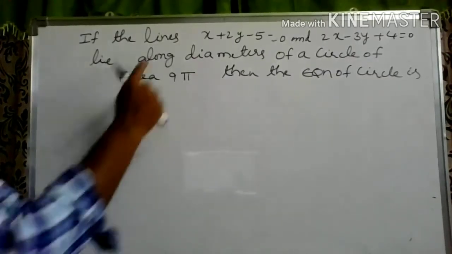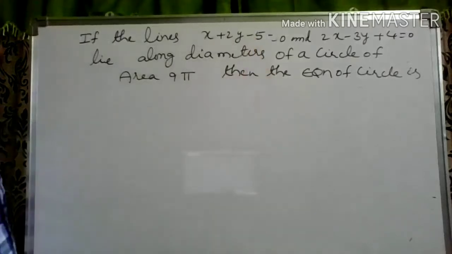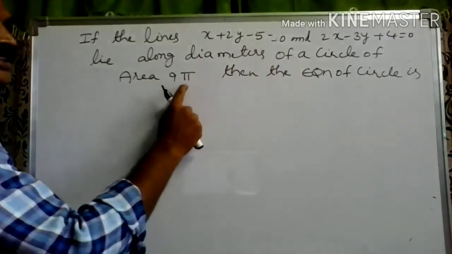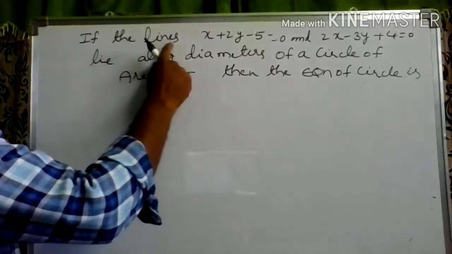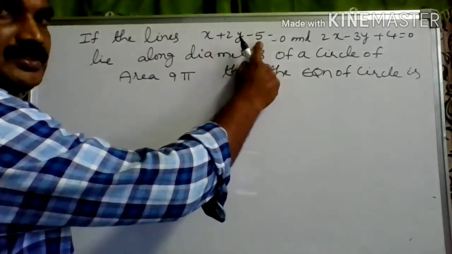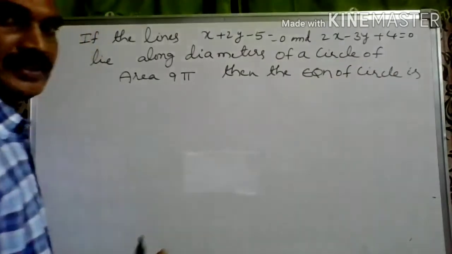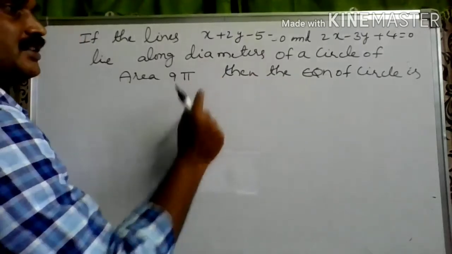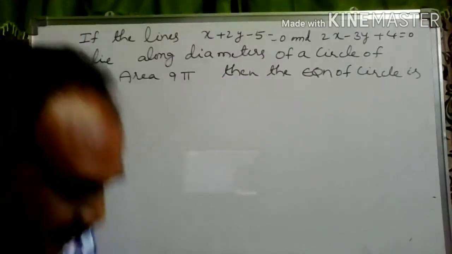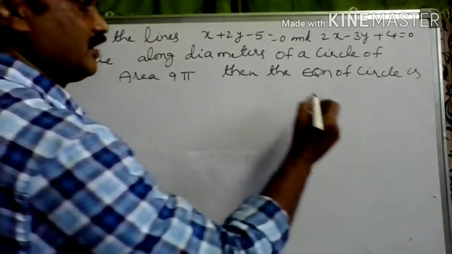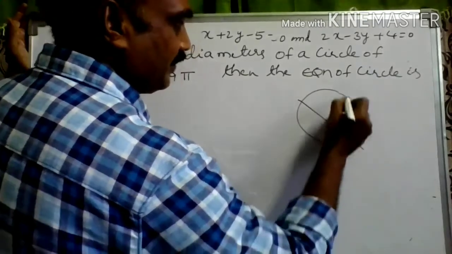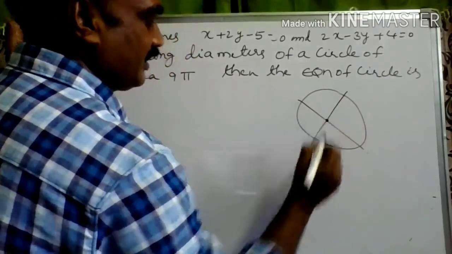Okay, students, next problem. If the lines x plus 2y minus 5 is equal to 0 and 2x minus 3y plus 4 is equal to 0 lie along diameters of a circle of area 9 pi, then the equation of circle is. The point of intersection of diameters is called the center.